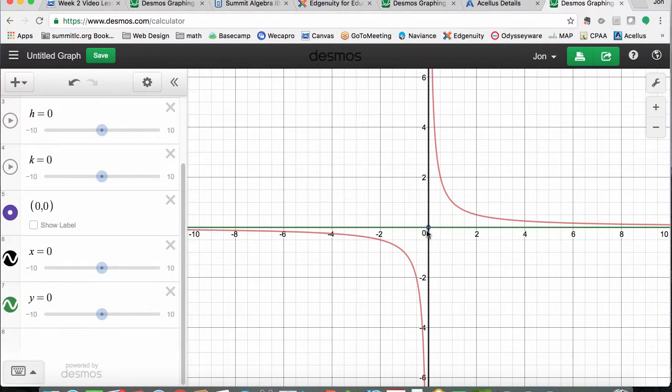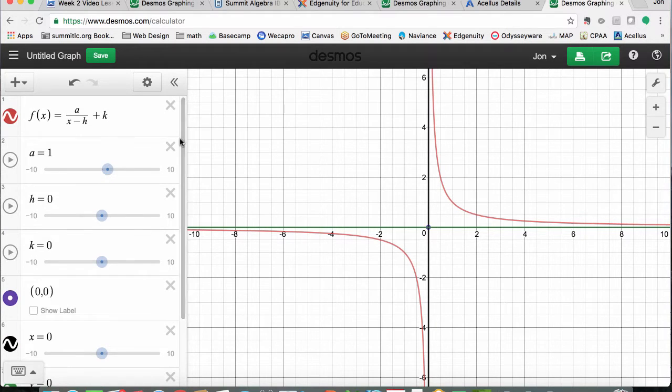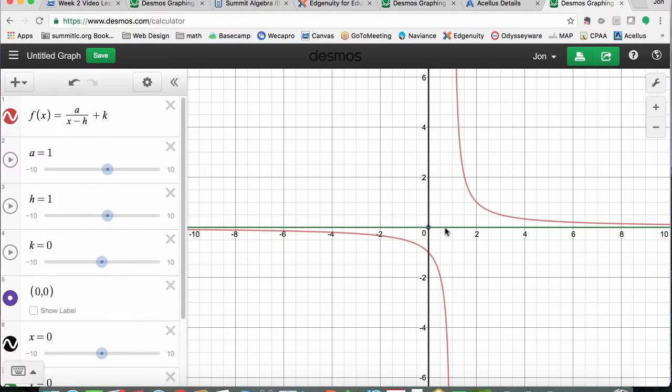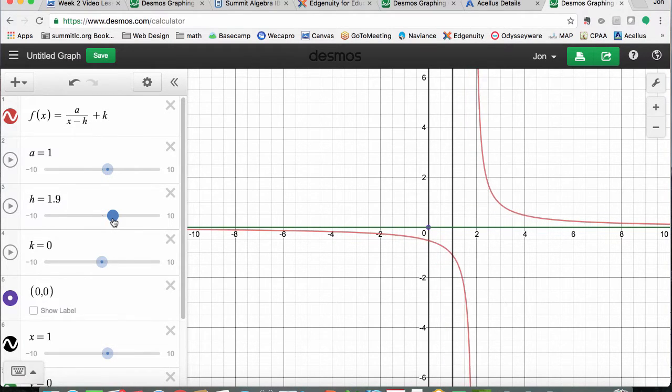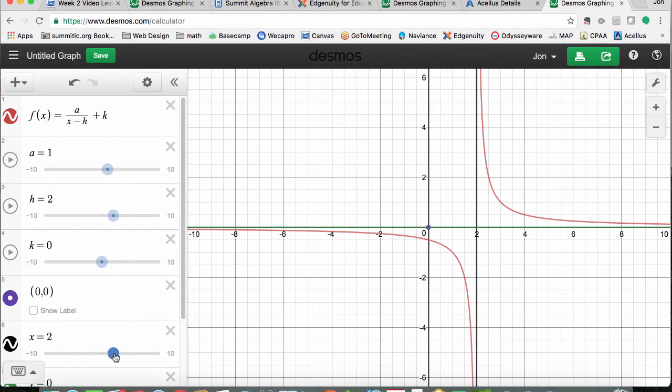All right, let's first shift h around, right? Let's move it right or left. So if I make h 1, we shifted the whole thing to the right one, right? Notice my horizontal asymptote is still the same, but now my vertical asymptote also needs to shift by 1 to match what's going on. If I make h 2, it shifts my vertical asymptote again over by 2.